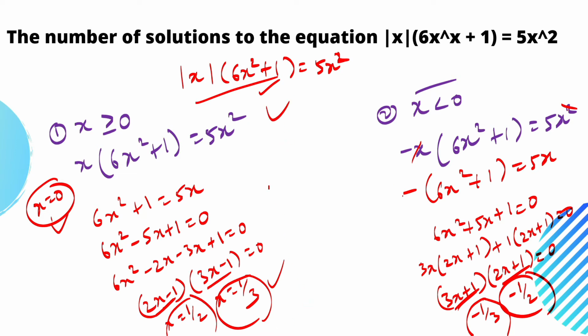Hence, how many solutions are there? 1, 2, 3, 4 and 5. So 5 solutions for this equation.